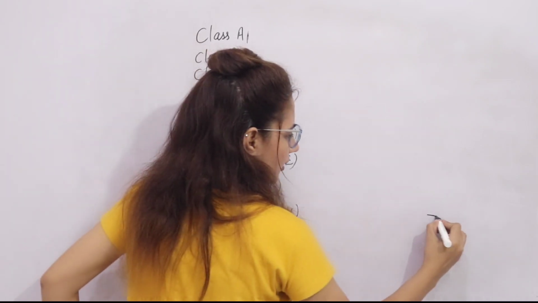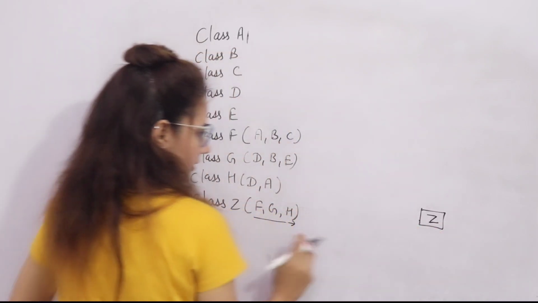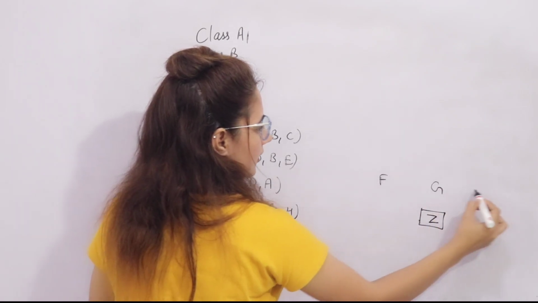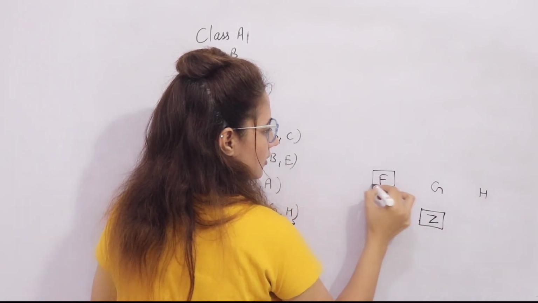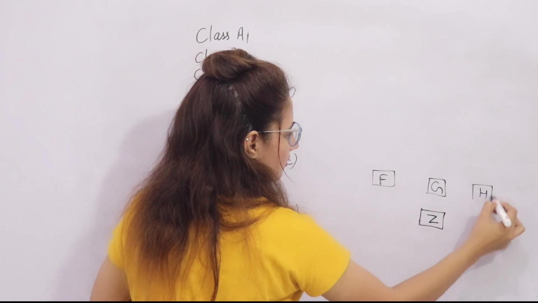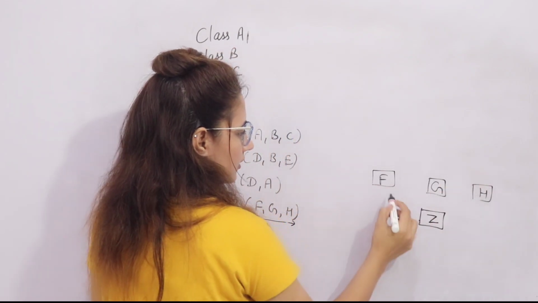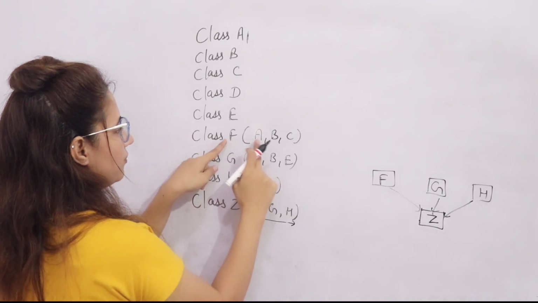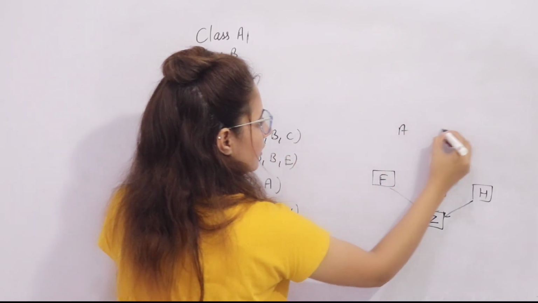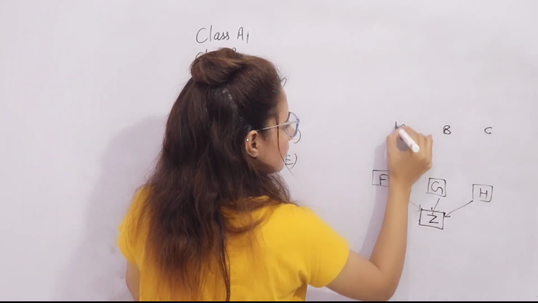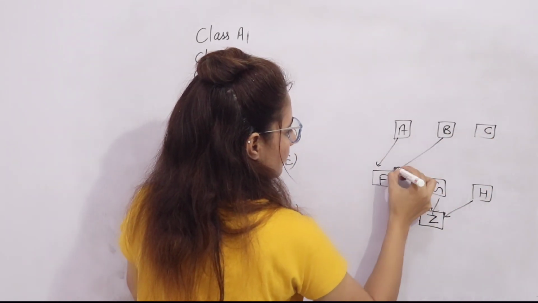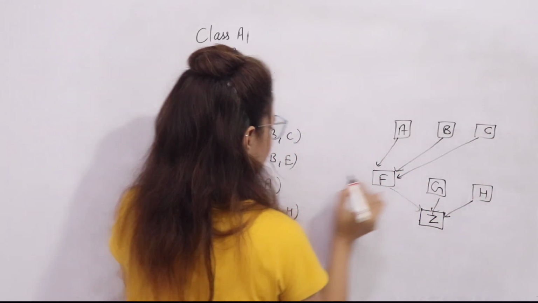So we have first Z. Now Z inherits from F, G, H. So in this order only I'll write in the diagram as well: F, G and H. Not like H, G, F, something like this, right? Then for F, A, B, C. So A, B, C. F is inheriting from A, B, C, left to right in this order.